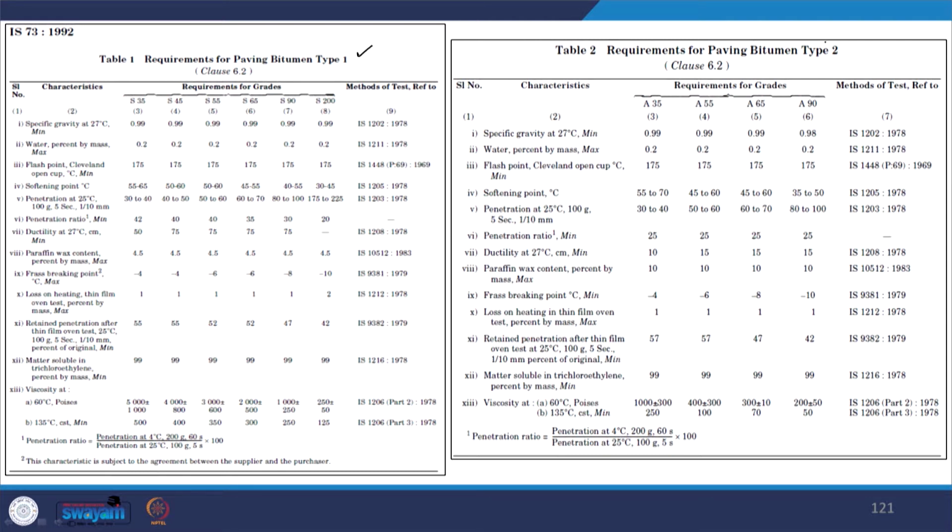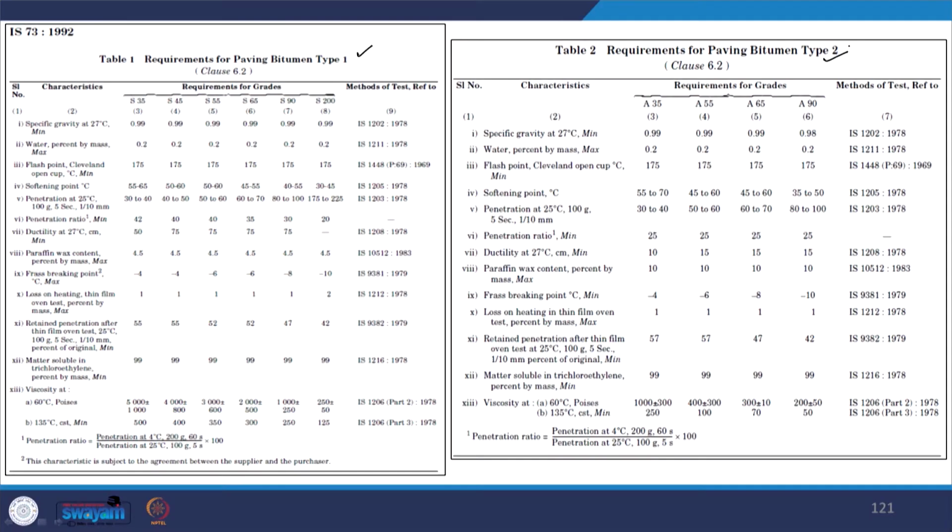and you can see that you have two tables here for bitumen type 1 for waxy and non-waxy grades. And here one important point to note is that there are 13 different tests which are required to be done in order to grade the bitumen, all right. And this was a penetration grade where 35 indicated the average penetration value, you see, therefore the penetration is between 30 to 40, all right. And similarly we have grades up to S200, whereas in type 2 we have grades from A35 to A90.